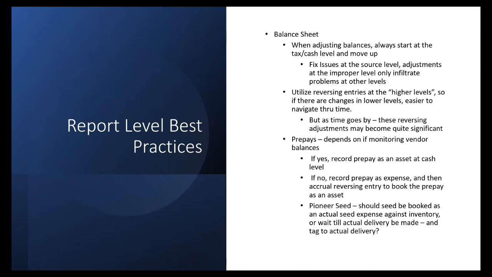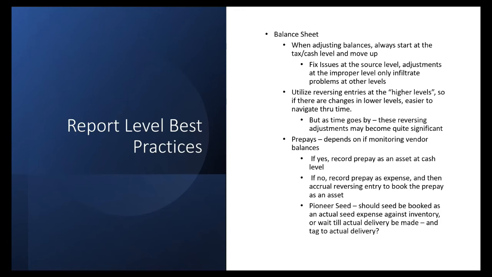Pioneer seed is traditionally a challenge for me. Everybody goes out and orders seed, and they either take early pricing or pay January 1st, whatever. So is it best, and you know what your seed inventory is, when you go out and make that prepaid, you identify what seed lot you're going to be buying. So should you record that as an asset, or should you record it as a seed expense? Because how many people, when they order seed, actually take delivery on that same seed they ordered?